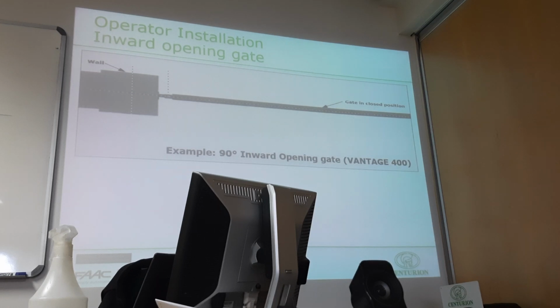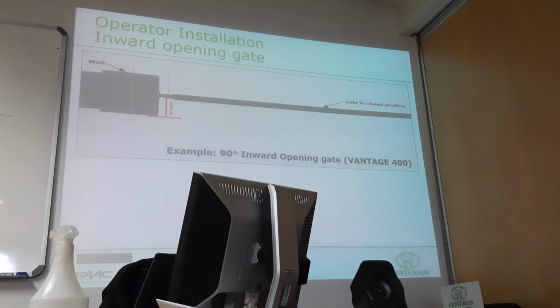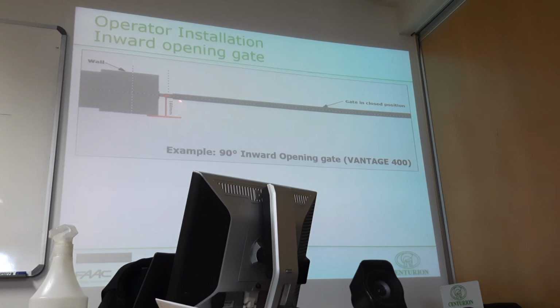Okay. So let's say on an inward swing on a Vantage 400, 90 degree. We're going to say, okay, what is our E value? So we measure it. We say, okay, 160 millimeters. Okay, so we've got that. This is what we got on site. This is what we're working with. Our E value is 160.